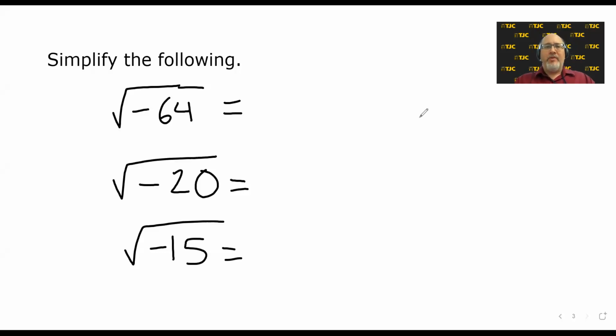Simplify the following. The square root of -64 equals, the square root of -20 equals, and the square root of -15 equals. Now, when you see a negative under a square root, the first thing I would recommend doing is splitting it off of the rest of the number by writing the square root of -1 times the positive version of the number. -1 times 64 is -64, so this is a legitimate move.